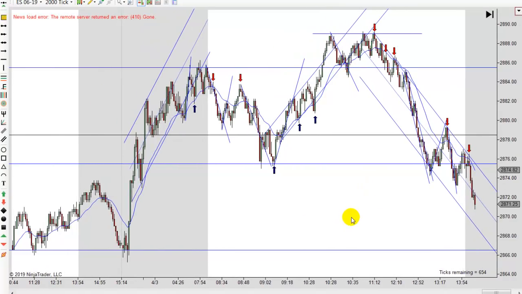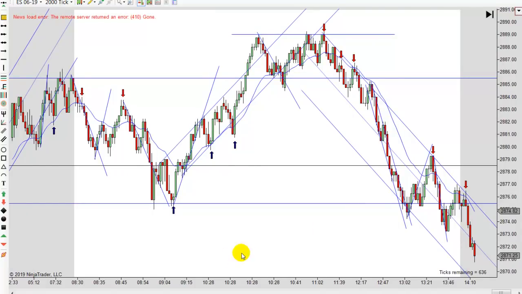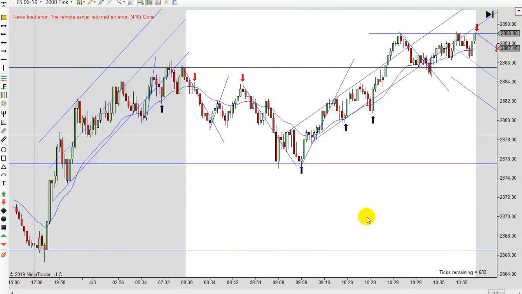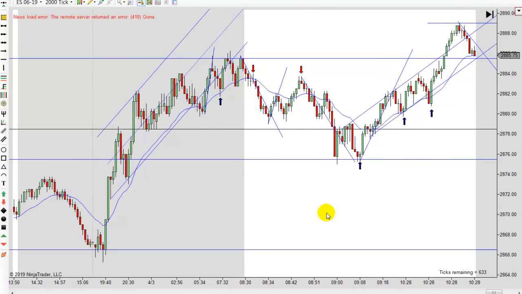So let me back out. We'll talk about these and we'll wrap it up. Won't take too long today. There's not a whole lot of trades. But 7 o'clock came right in this little swing here.